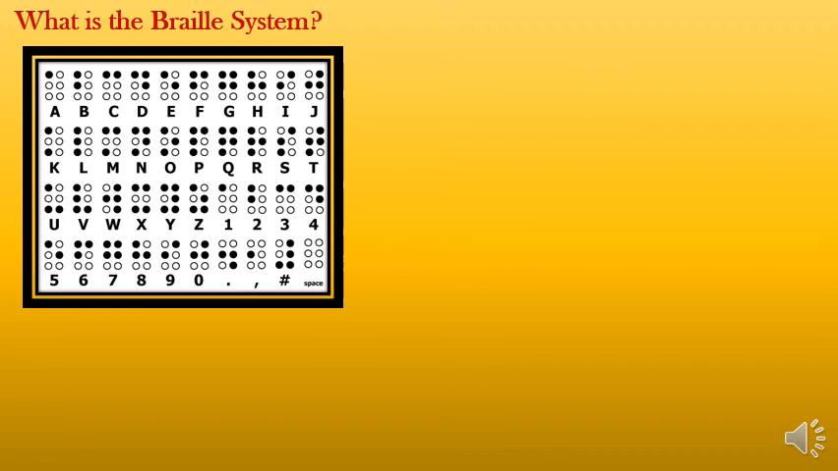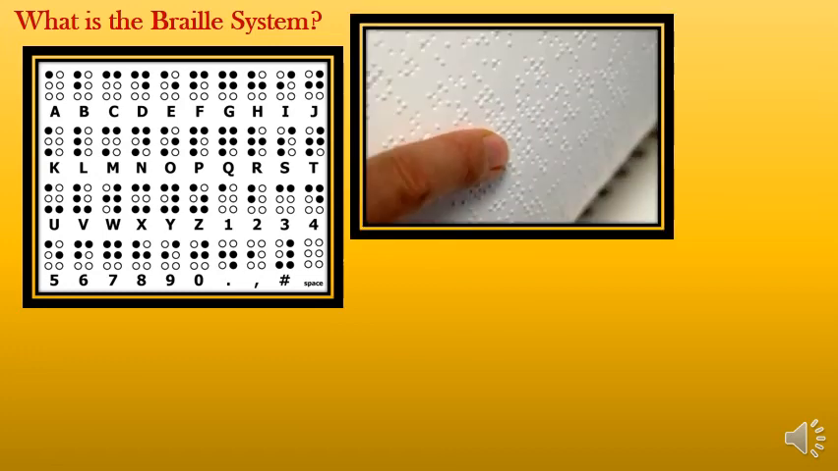Here are patterns of dots to represent some English letters. Braille text can be produced by hand or by machine. These patterns, when embossed on Braille sheets, help visually challenged persons to recognize words just by touching.